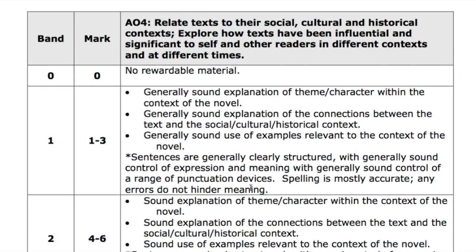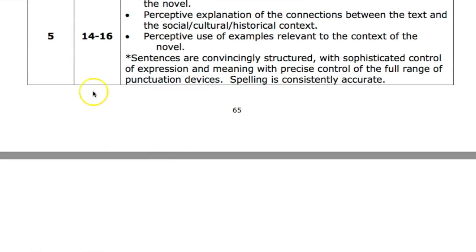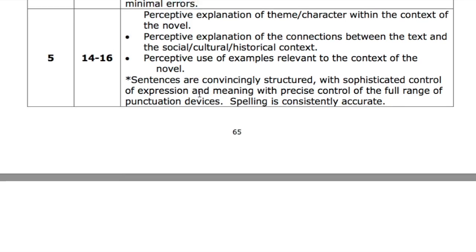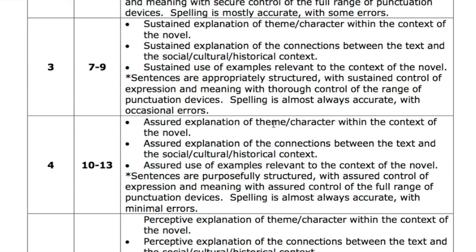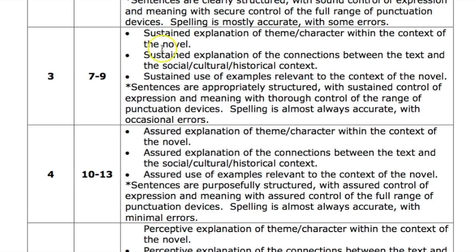And again, let's have a look at AO4, the relation to the social, cultural and historical context, and how to get the highest marks in that. You need to provide a perceptive explanation of theme and character within the context of the novel, explanation of the connections between the text and the social, cultural, historical context, so what we've just been talking about, and perceptive use of relevant examples. Always back everything up with evidence. Absolutely everything needs to be backed up with evidence, especially in this question when you're trying to answer on the whole text. It's not like question 1 where you're just answering one section. This is the whole text, and it's testing your knowledge of the text and how to apply it.